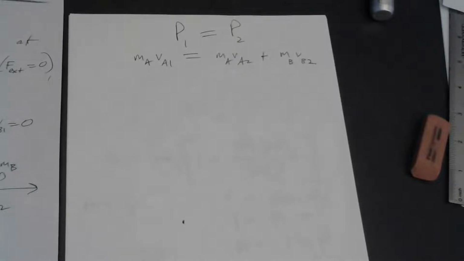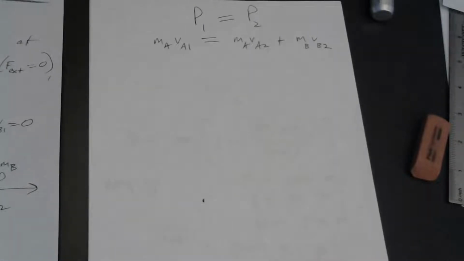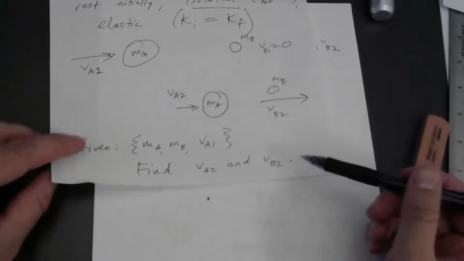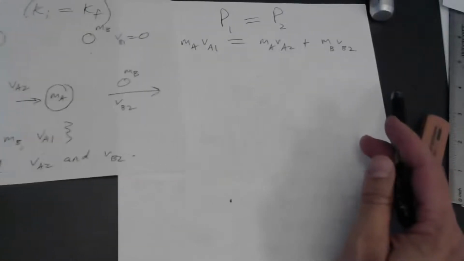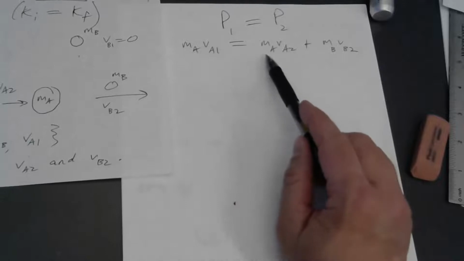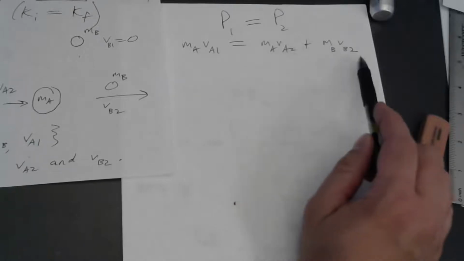They are vector quantities. Okay, well, if we were given both masses and the incoming speed of mass A, then how many unknowns do we have in this equation? We know this, we know this, we know this, we do not know this, and we do not know this.